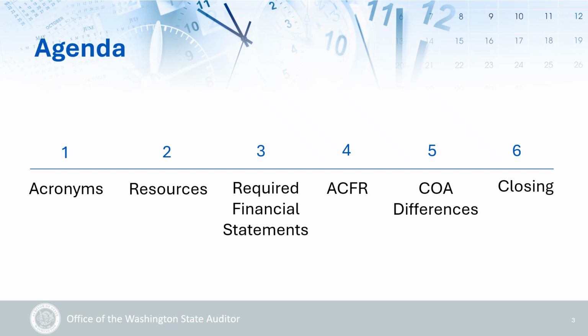Today's session will cover common acronyms, resources available to you, the required financial statements for a GAAP government, the ACFR, known as the Annual Comprehensive Financial Report, and the Certificate of Achievement, or COA program, and closing comments.